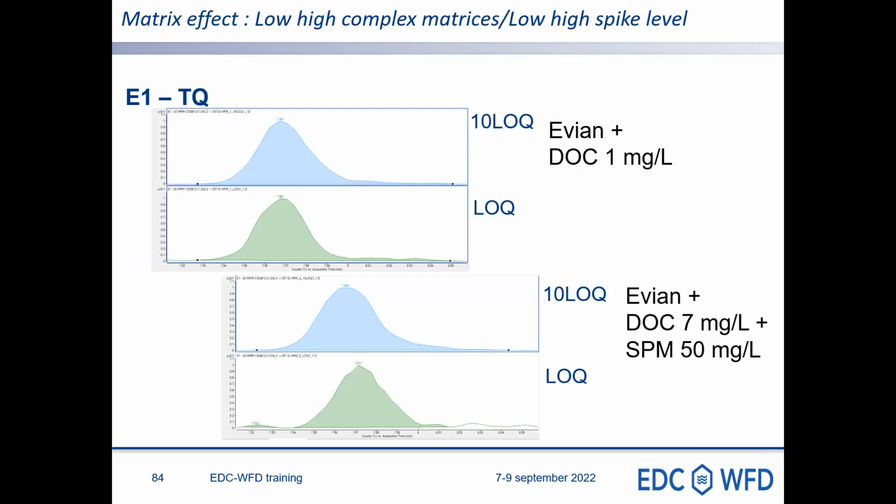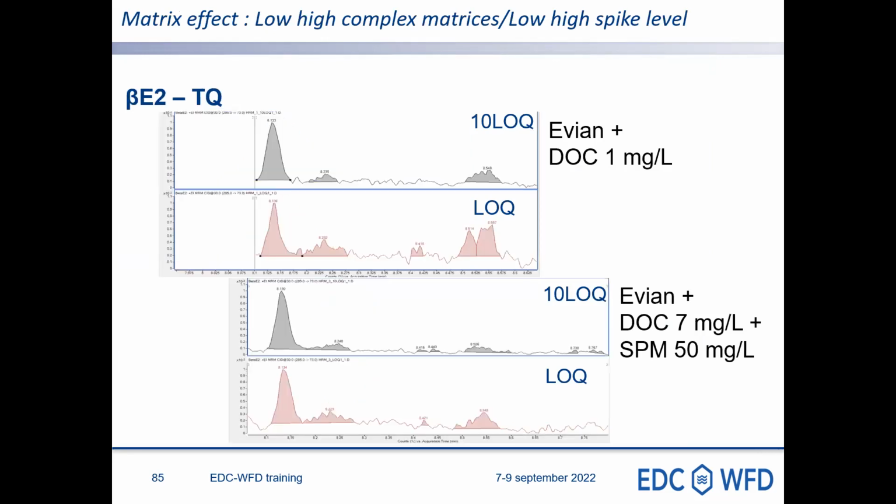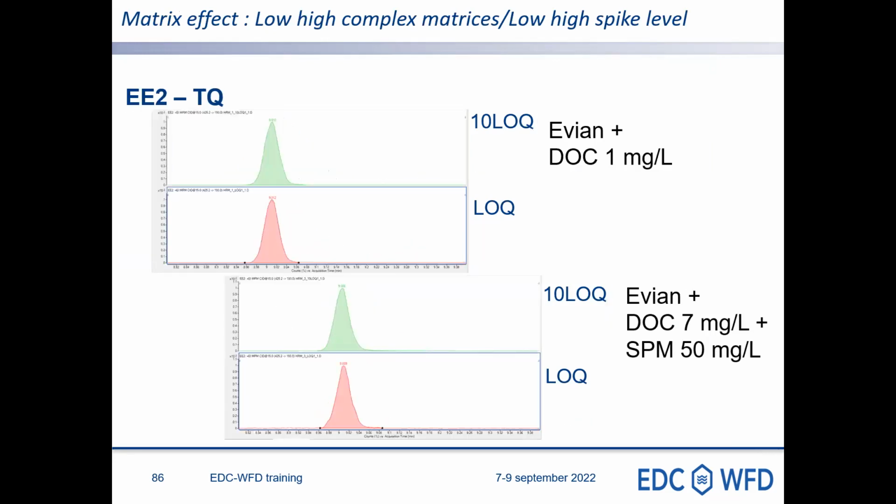We also tested the matrix effect with low and high complex matrices, namely Evian with 1 milligram per liter DOC and Evian with 7 milligram per liter DOC and SPM, at 2 different concentration levels, LOQ and 10 times the LOQ. And we can observe that there was no significant matrix effect, for example, for E1, beta estradiol, and as well for EE2, confirming the robustness of the GCMS methods in terms of matrix complexity.